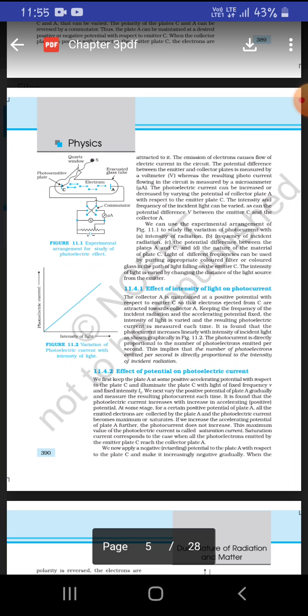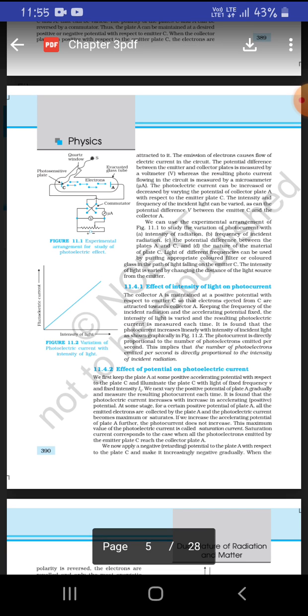Next is the effect of intensity of light on photocurrent. The collector A is maintained at a positive potential with respect to the emitter C, so that electrons ejected from C are attracted towards collector A. Keeping the frequency of the incident radiation and the accelerating potential fixed, it is found that the photocurrent increases linearly with the intensity of the incident ray. We can see here that as the intensity of light increases, the photoelectric current slowly increases.